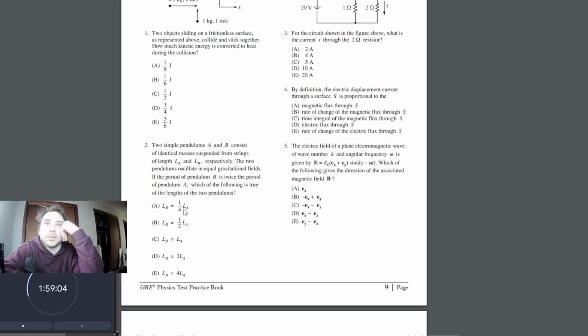A and B oscillate in equal gravitational fields. Period of pendulum B is twice the period of pendulum A. Is it 1/2? I just gotta make sure. Pendulum B is twice the period, so pendulum B is gonna be longer. Pendulum B is gonna be 2 times or 4 times the length of pendulum A. Pendulum A is going faster, slower. I think it's gonna be directly proportional and not like a squared proportion. What D? All right.